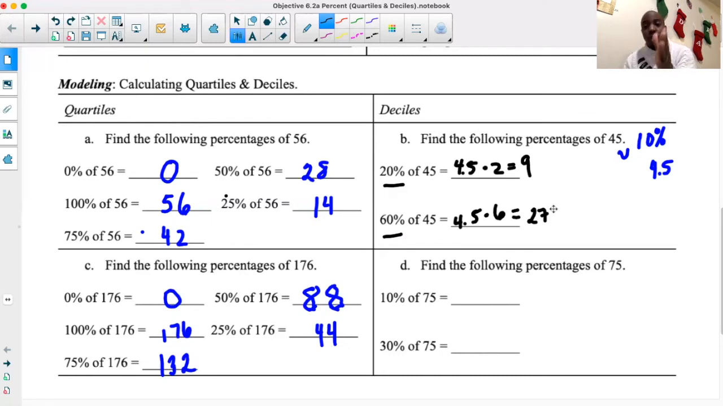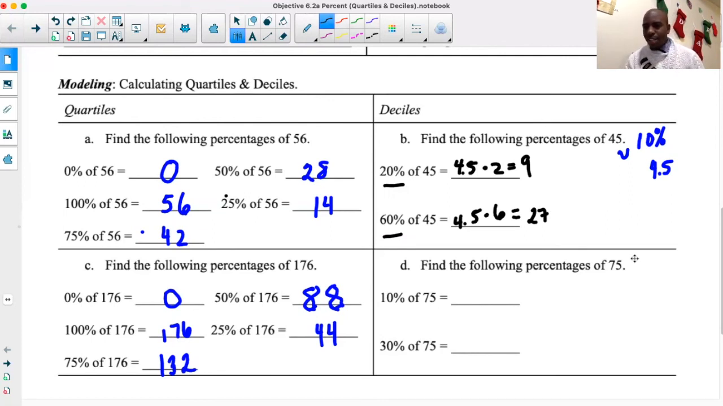Notice what we did. First thing we did is we calculated 10% of the number by just quickly moving the decimal one space. Then we said, to go from 10% to 20%, what do we multiply by? 2. So take 4.5, which is 10%, multiply by 2, we got 20%. Multiply by 6, we got 60%. Let's go down to D quickly.